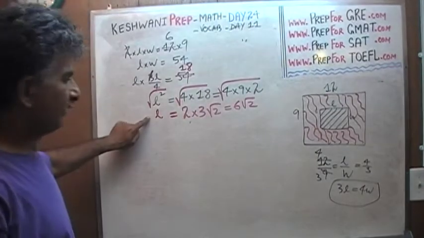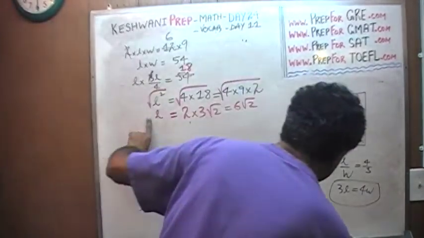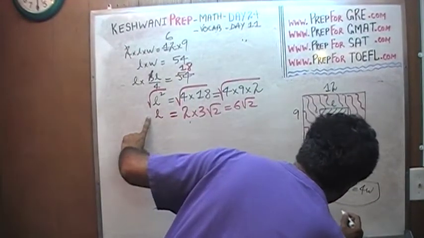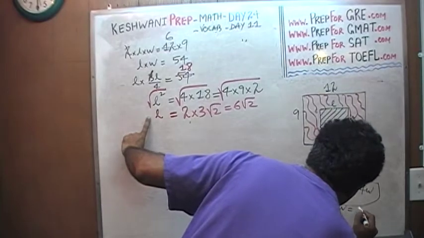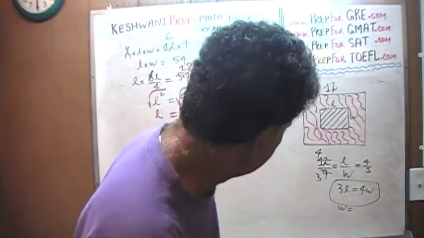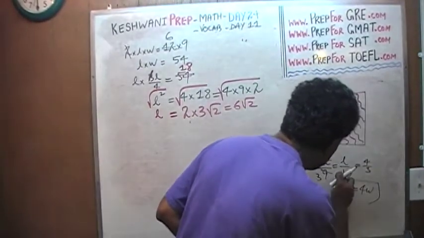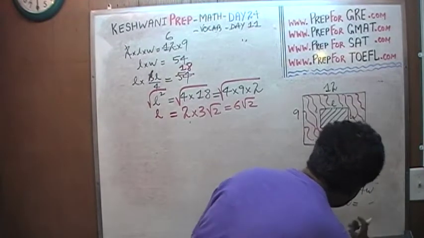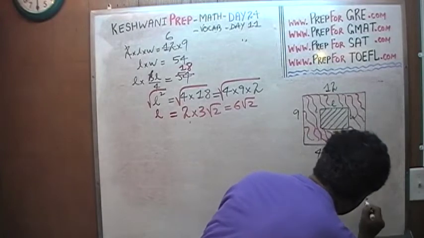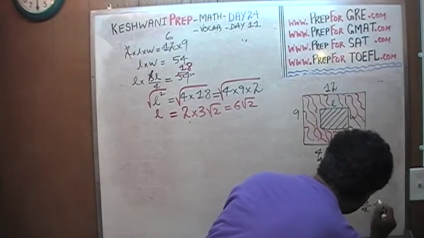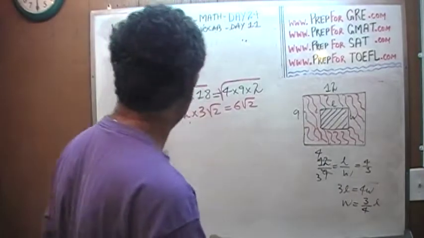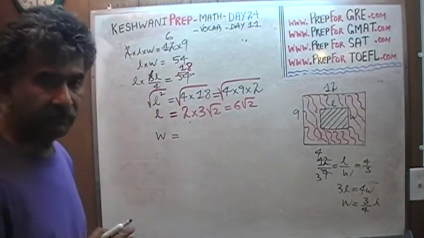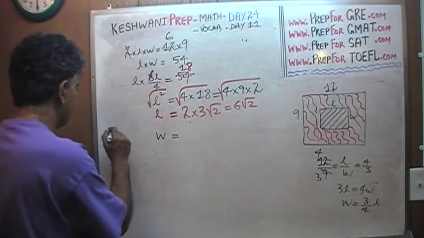If the length is this much, how much is width? From this equation we know that width is going to be 3 times L over 4. So if length is that, width must be. As far as the problem is concerned, we are done. Now I'm doing the verification. Let's verify our answer.